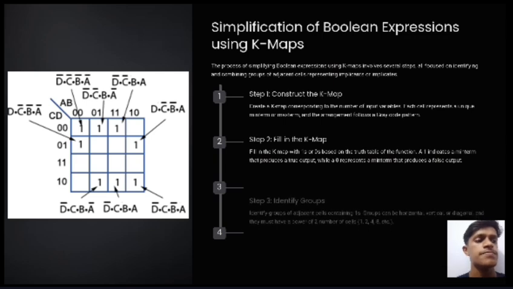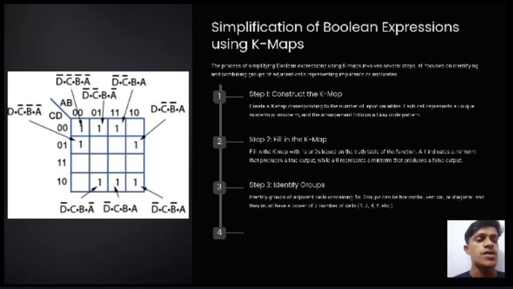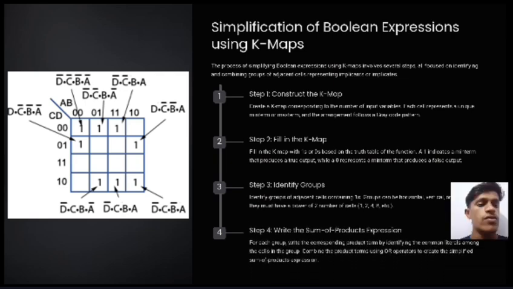Third, identify groups. Identify groups of adjacent cells containing ones. Groups can be horizontal, vertical, or diagonal, and they must have a power of 2 number of cells: 1, 2, 4, 8, etc. Fourth, write the sum of products expression. For each group, write the corresponding product term by identifying the common literals among the cells in the group. Combine the product terms using the OR operator to create the simplified sum of products expression.